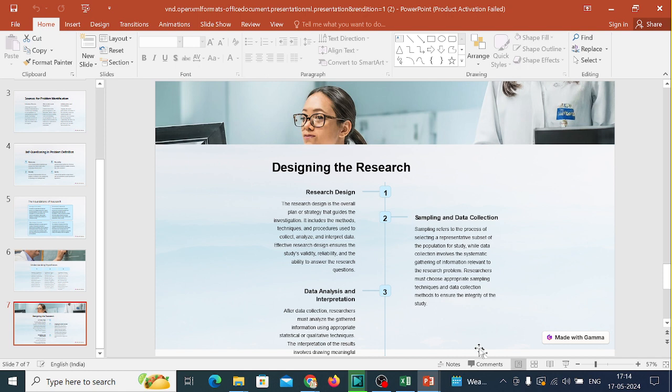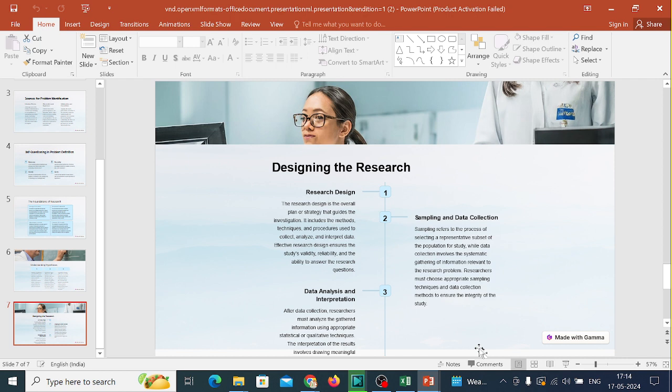Choose appropriate information, and choose an appropriate sampling technique and data collection method, so that the integrity of your research will be good, so that the integrity of the study will be high. Make sure that sampling and data collection are very, very important. If you are unable to provide the data for what you have done in your research work, then they will never accept the research.